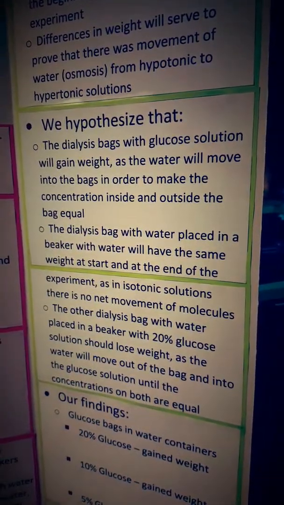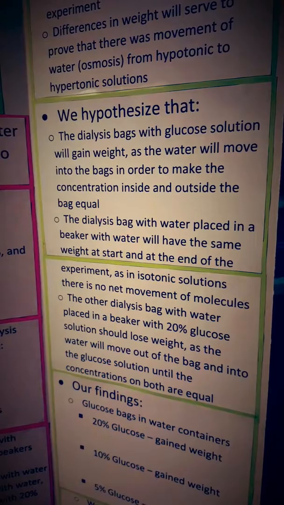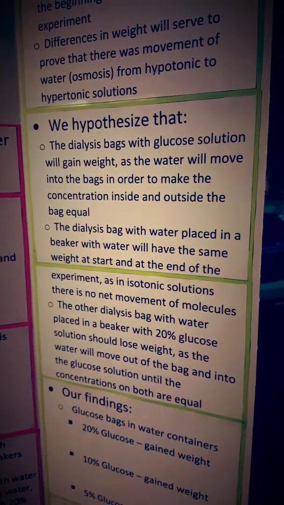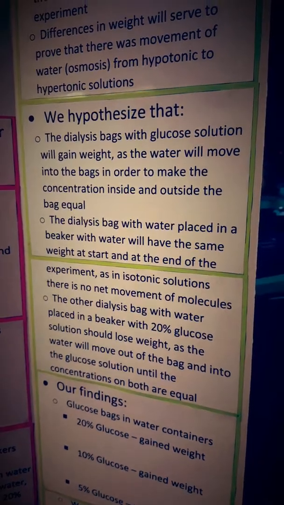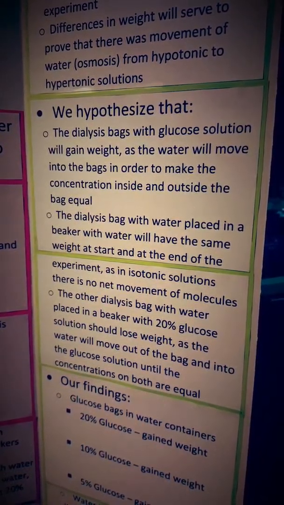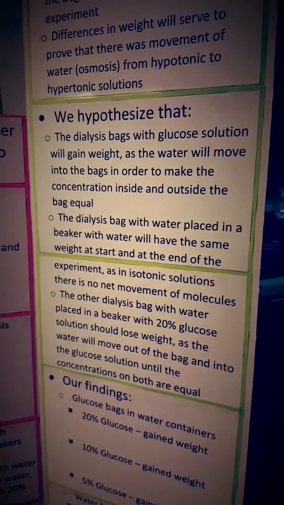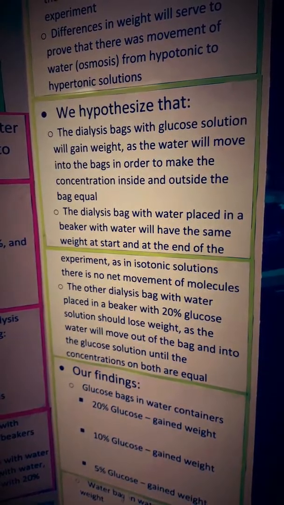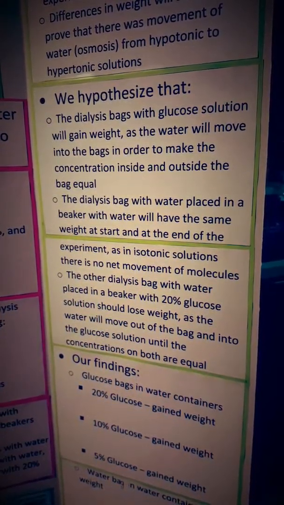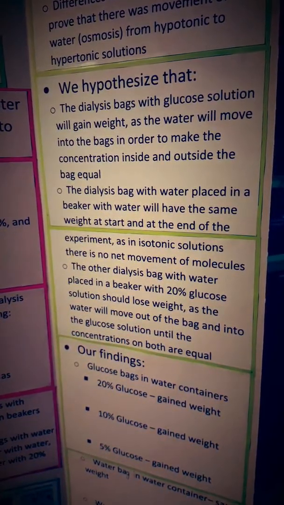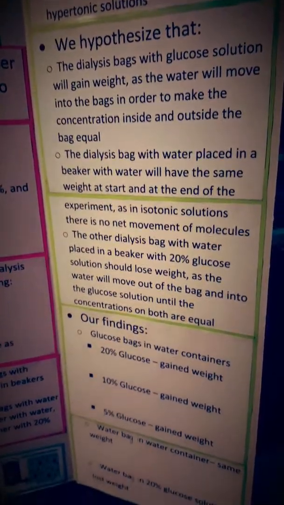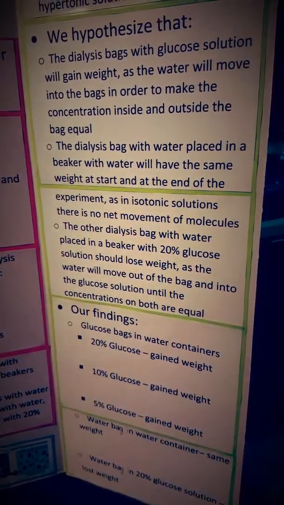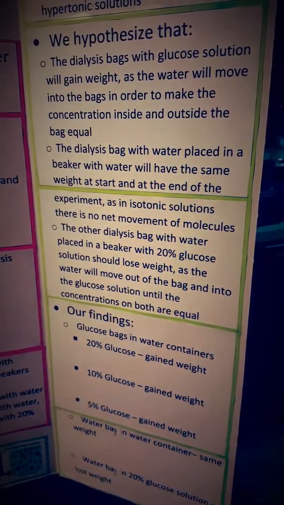So what we hypothesize is that our glucose solution bags will gain weight as water will move into the bags in order to make the concentration inside and outside the bags equal, right? And in our isotonic solutions, there should be no net movement of molecules. And the dialysis bag with water placed in the beaker with the 20% glucose solution should lose weight because the water will move out of it in order to make the surrounding concentration come down, right? And the other bag that was placed in just water, that's the isotonic one, so no net movement of molecules.